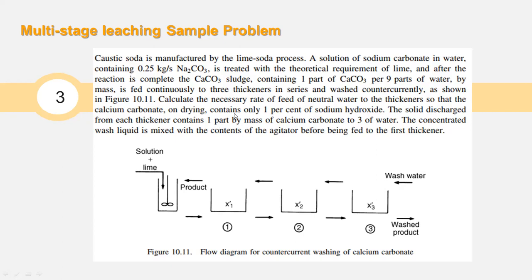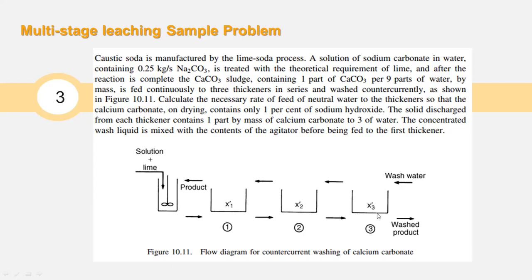So this particular ratio is by mass. Even if it's not written here as by mass, when we speak of parts, we're referring to the unit in mass. So since it is being stated here that the solid that is being discharged in each thickener contains 1 part by mass calcium carbonate to 3 parts of water, it is to be correctly assumed as well that this particular ratio is constant for all of our thickeners.